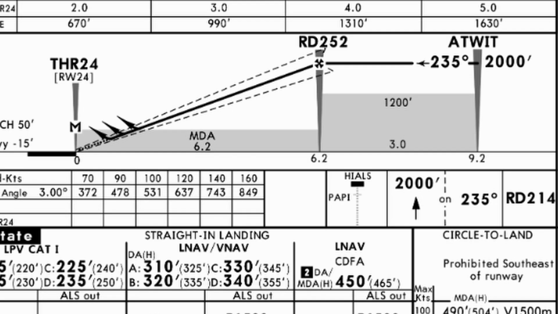We need to start at RD252 and then we're descending. And here you see some small things which you might think, hey, what is this? These are the decision altitudes, the different ones per category. And that's where you need to decide what you're going to do.